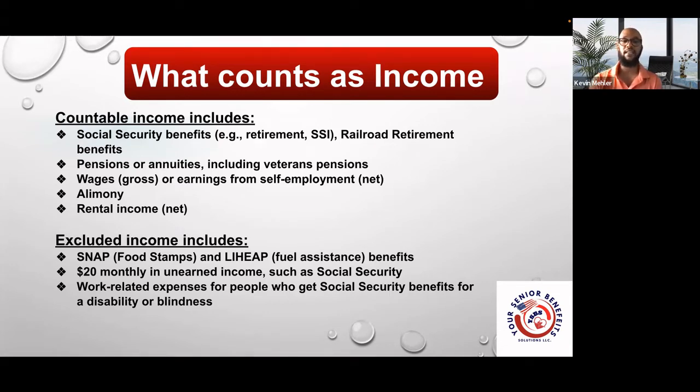Now, what's not included is, for instance, if you get food stamps, right, or LIHEAP, if you get the full assistance benefit, and then $20 of monthly unearned income, such as Social Security, etc. And then another thing is work-related expenses for people that get Social Security benefits with a certain disability or blindness. Okay, so those are excluded.